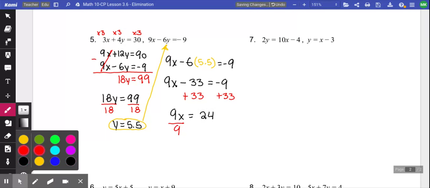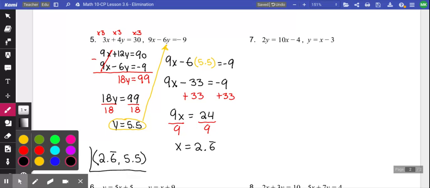So x is 2 2/3, 2.6 repeated. I'm going to put 2.6 with a little line over it. Now that you know your x and your y, you can answer it. The answer is 2.6 repeated, comma 5.5. That is where those two equations would cross each other if you put them on a graph.